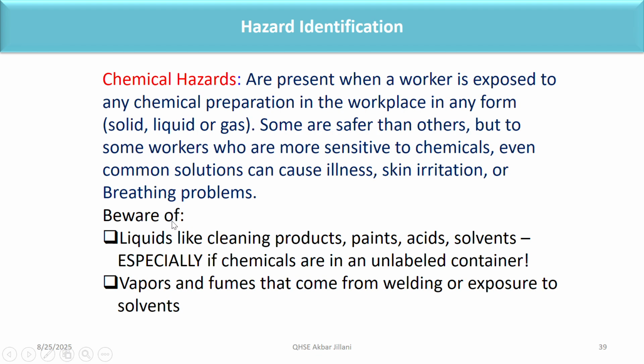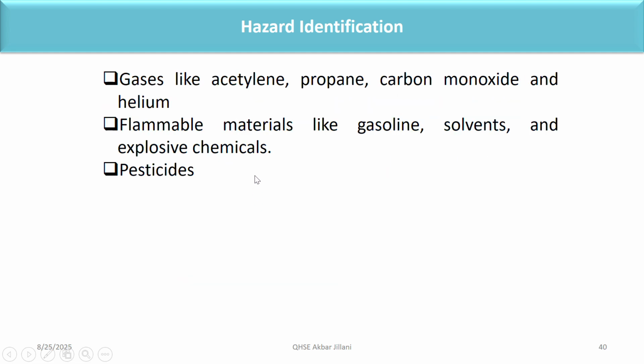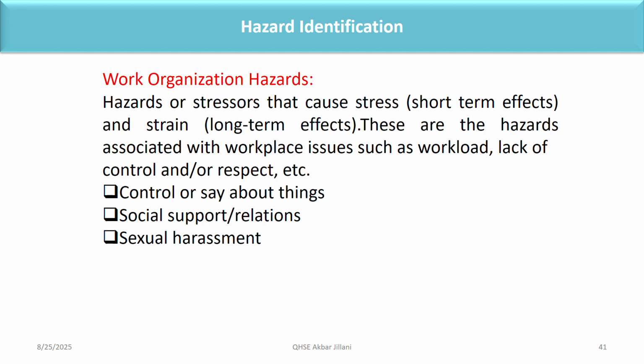vibrations. Chemical hazards: we are using different chemicals in our workplace. So from the chemicals we also have hazards, like liquids like cleaning products, paints, acid, solvents, vapors and fumes that come from welding or exposure to solvents; gases like acetylene, propane, carbon monoxide, and helium; flammable materials like gasoline, solvents, and explosive chemicals; pesticides; work organization.